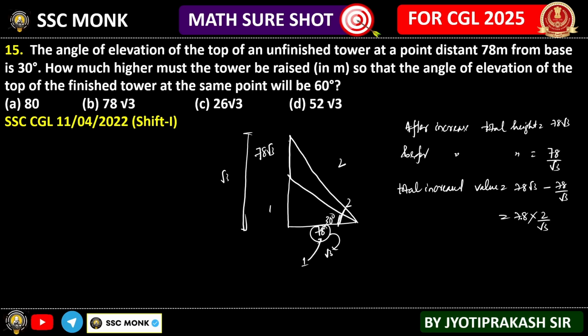Now this thing I can write it as, so 78 can be written as 26 into 3. So 26 into 2 is equal to 52. Root 3, root 3, 3 gone. So it will be 52 root 3. That's all. Answer option D.